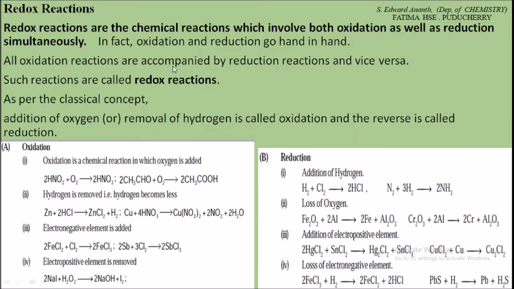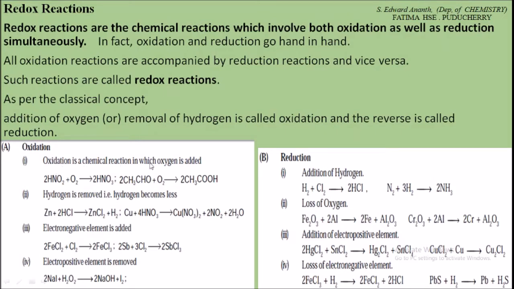All oxidation reactions are accompanied by reduction reactions. And all reduction reactions are accompanied by oxidation reactions. So, such reactions are called redox reactions. First, we have to know about what are called oxidation and what is meant by reduction. According to classical concept, we can see some examples for oxidation reactions.